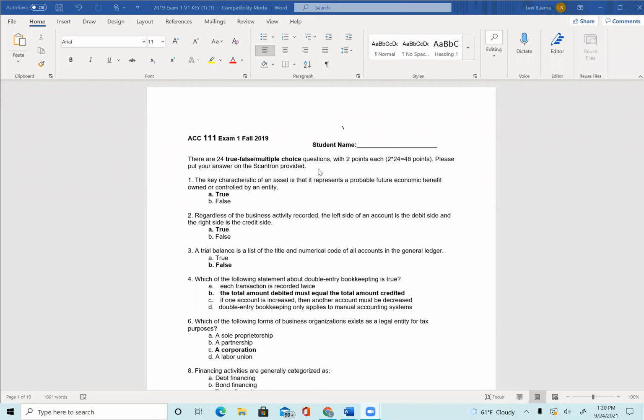All right, so first, the key characteristic of an asset is that it represents a probable future economic benefit. That's going to be true. So that's basically just the definition. And it's already highlighted here for you. A liability is future sacrifices of economic benefits that it's already obligated to make. So if it was a liability, that's the definition of that one. So it's a future sacrifice, where this is a future benefit, where a liability, I'll write this down, is sacrifice.